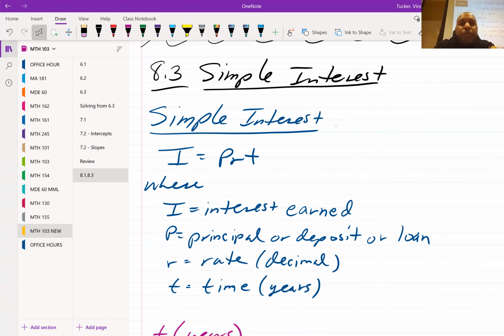So simple interest. Our simple interest formula is I equals P times R times T, where I is your interest earned, P is going to be the principal or deposit or loan. R is your rate. Don't forget to convert it to decimals before you do your calculation. And T is your time, which is in years.